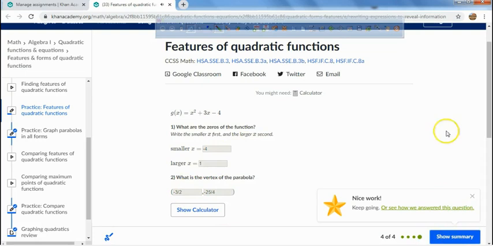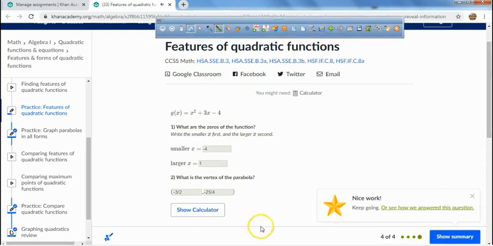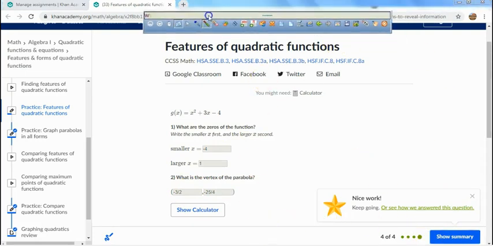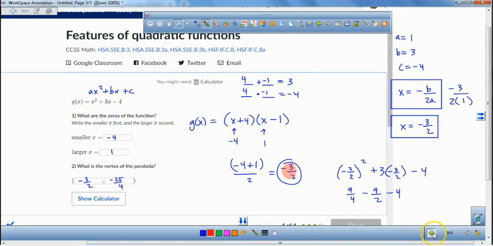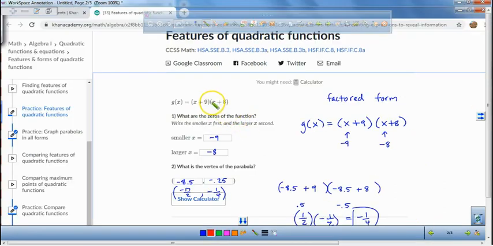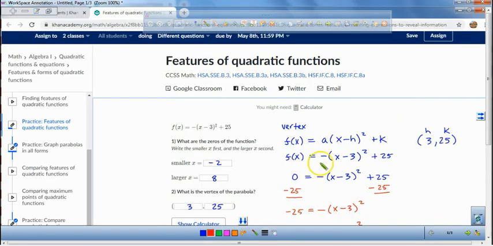Boom. There you go. So this is going to be a little bit harder assignment because you have to know how to factor by hand. You have to know how to find which one's standard form, which one's factored form, and there's your factored form right there. And then you have your vertex form right there. So those are the 3 different forms that you need to know in order to be successful.